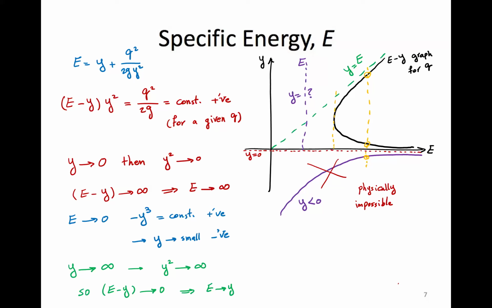Negative branch, we ignore it. Two positive roots. It has a minimum depth for a given Q, and less than that depth is not possible for a given Q. And also this graph is for one given fixed Q. If Q changes, the graph will change. We'll see how, but that's something that we'll need to discuss and learn. But so far, these are the observations we have from the EY graph.